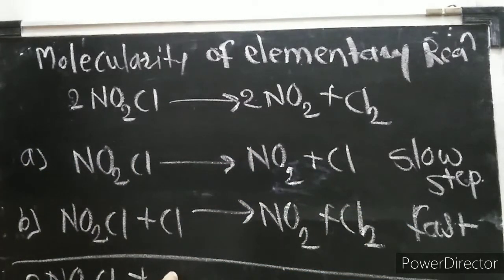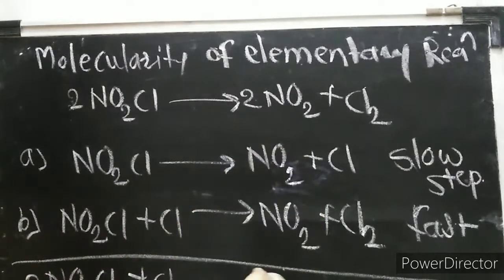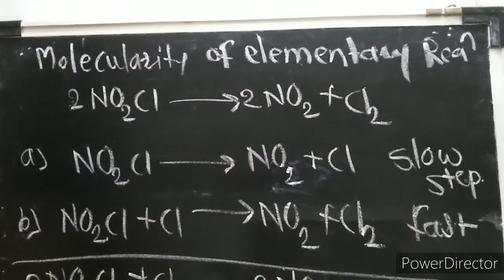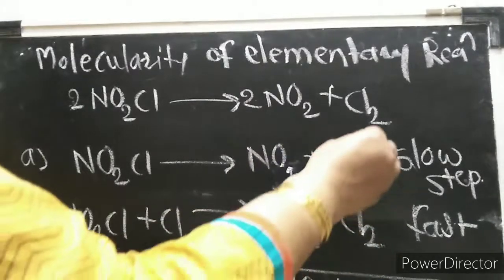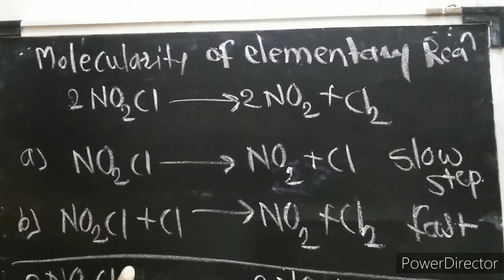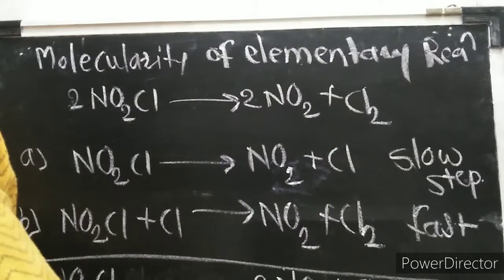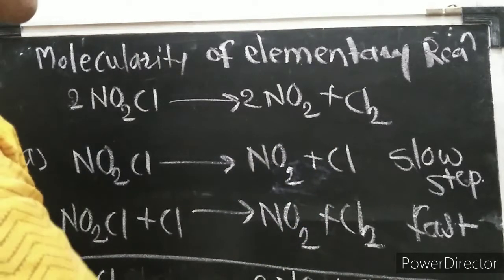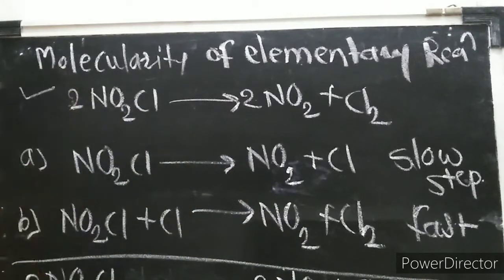So I'll write as it is. Here NO2Cl gives NO2, and twice NO2 plus Cl2 and Cl. Here Cl gets cancelled, so I'm not writing this one. So we get Cl2. So this is the net overall reaction. So the one-step reaction and these two-step reactions, finally we are getting the same reaction.